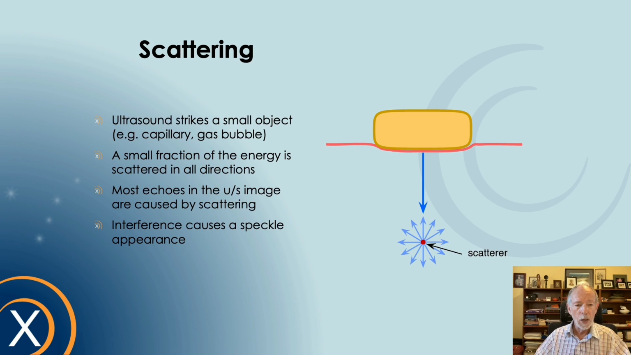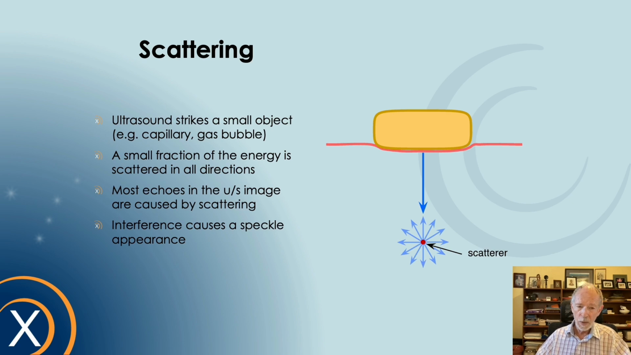Now, in a moment, I'll be showing you an example ultrasound image, and it shows you that most of the echoes in a typical ultrasound image come from scattering. There are relatively few echoes within the image that come from the reflection from tissue interfaces. So scattering is the most important part of image formation. Therefore, it's important to understand the nature of the scattered echoes.